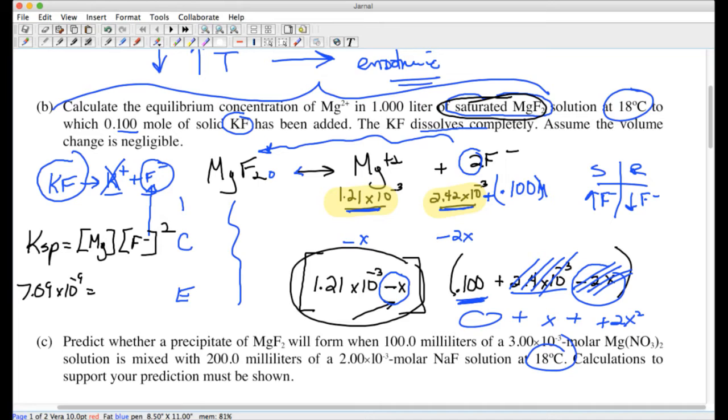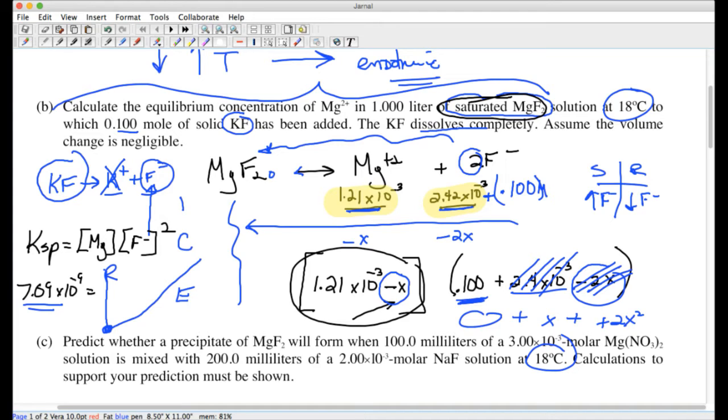So remember, why are we minusing 2x? Because we're going this way. Why can we approximate? Well, think with me. If Ksp is small, whoa, that's really small. What does our equilibrium look like? Well, it looks like we're just a lot more reactants favored. It's almost impossible to have a Q less than this K.